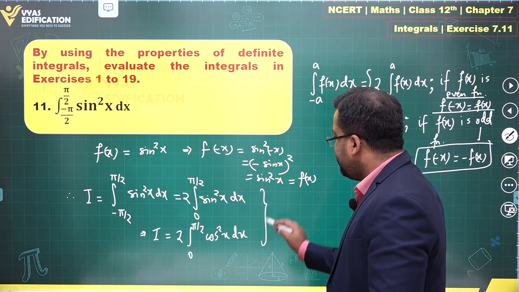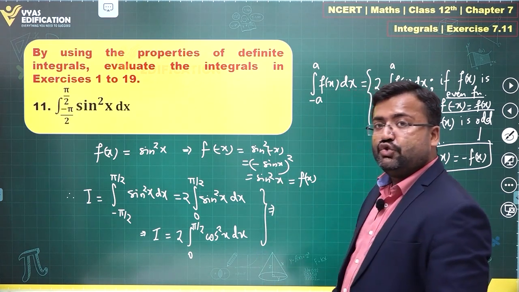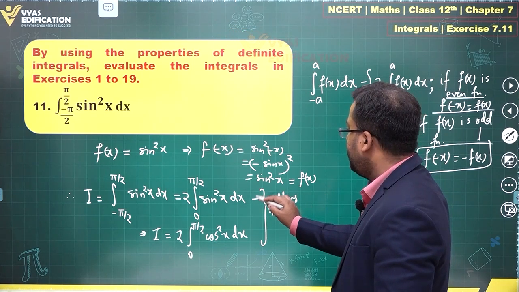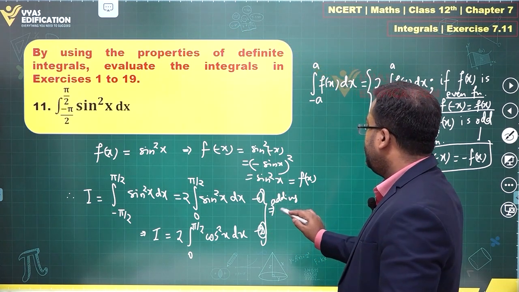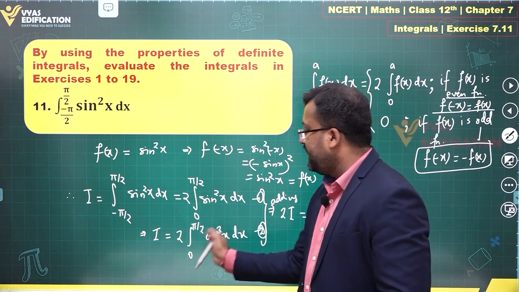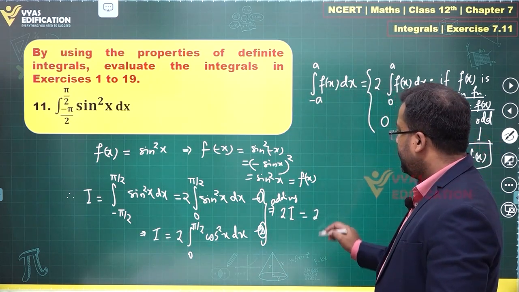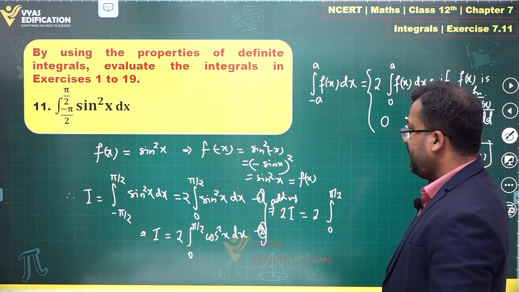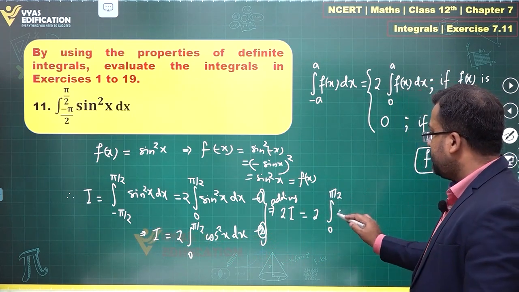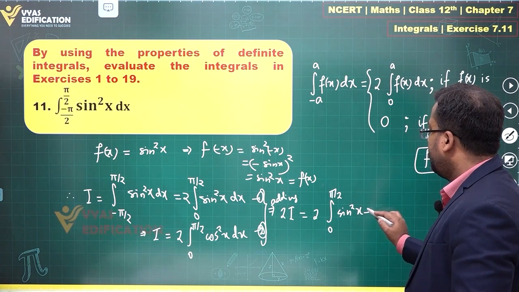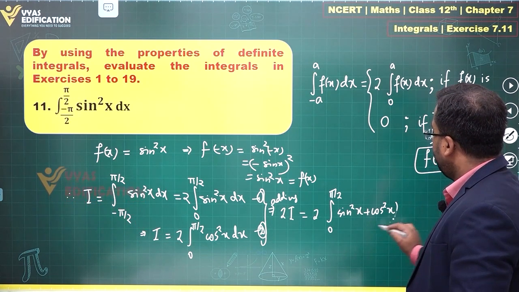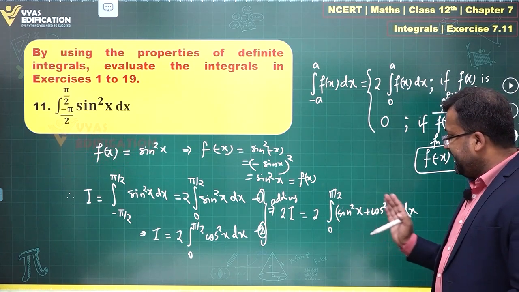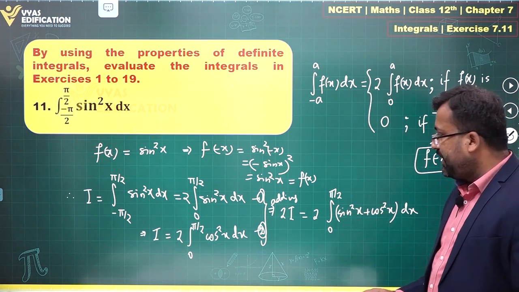And adding these two, let's call this 1 and 2, 2I, this is also I, this is also I, 2I will be equal to, there's a 2 outside, integral 0 to pi by 2, and along with that you have sine square x plus cos square x, which is 1, right? Okay, so 1 dx integral from 0 to pi by 2 will be pi by 2.